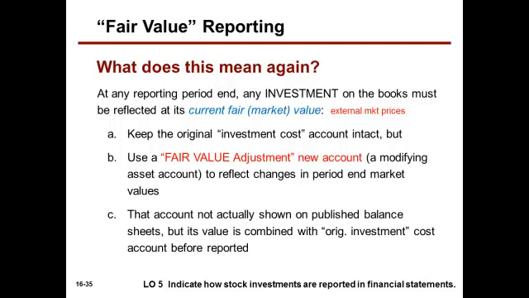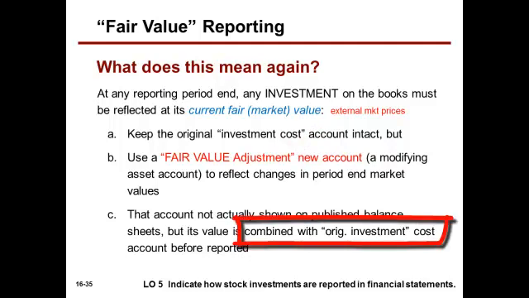Fair value reporting. Let's review again what this means. In any reporting period, any investment on the books must be reflected at its current fair or market value. We're talking about an external market price. We need to keep the original investment cost account intact, but we use a new fair value adjustment account, which is a modifying asset account, to reflect changes in period-end market values. That account is not actually shown on published balance sheets, but its value is combined with the original investment cost account before being reported.